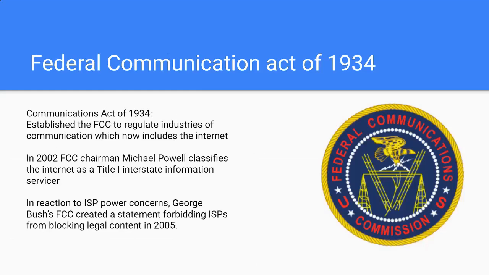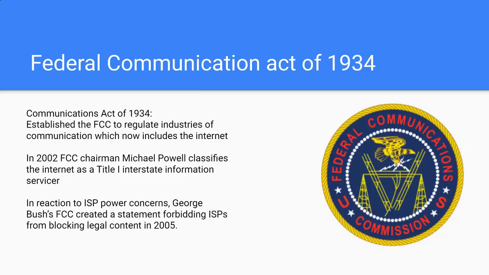The next big step in the formulation of net neutrality was when President Franklin D. Roosevelt was signed into office and then signed into law the Communications Act of 1934. This established the Federal Communications Commission, or FCC, whose job is to regulate industries of communication like telephone networks or the internet.